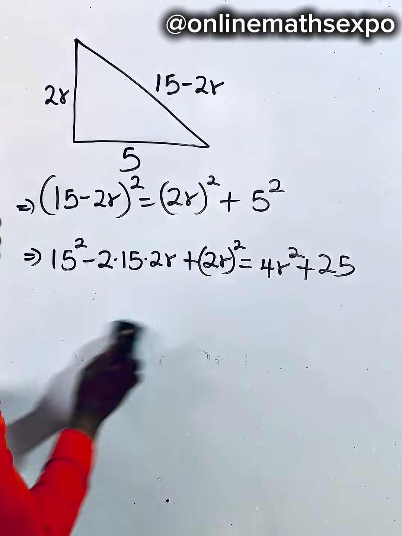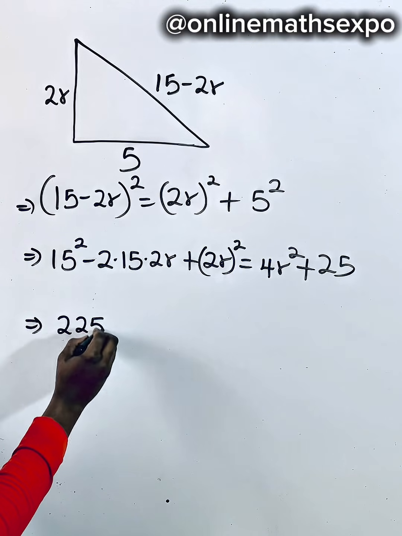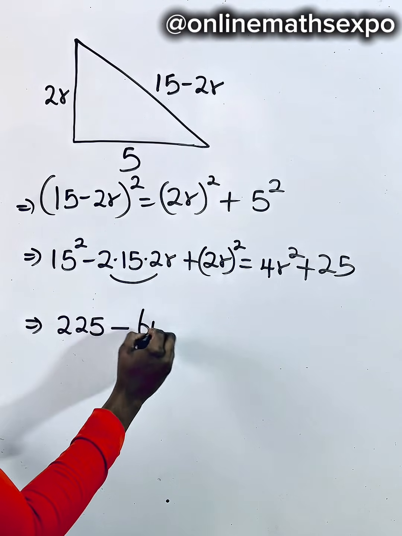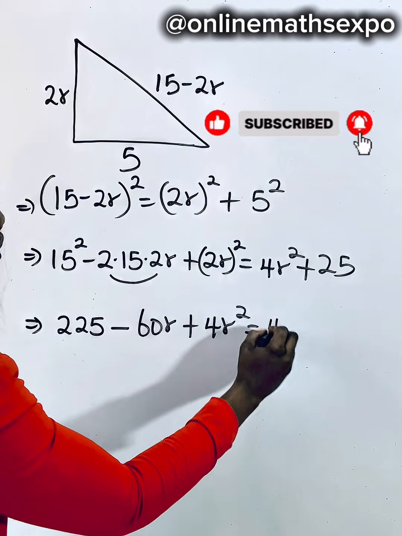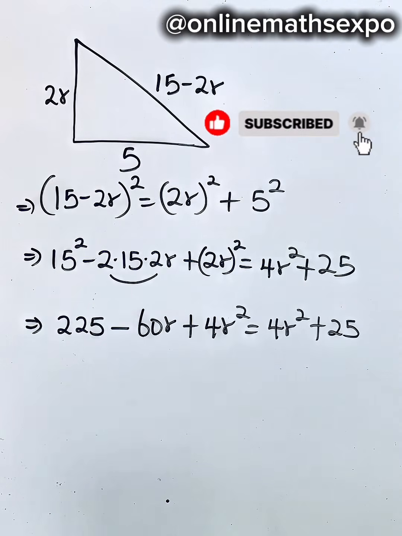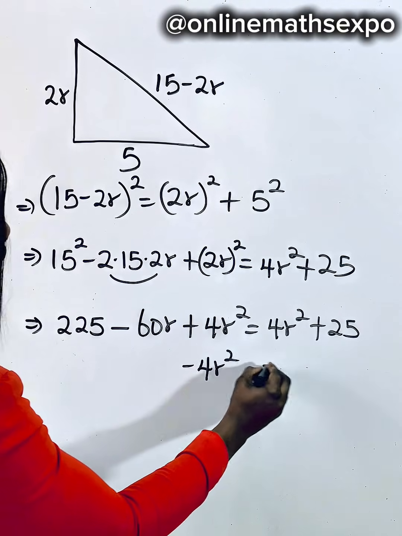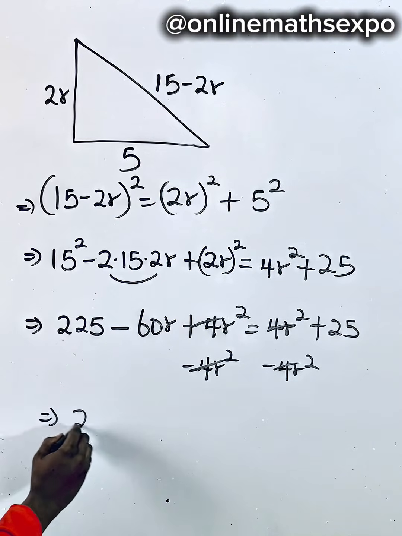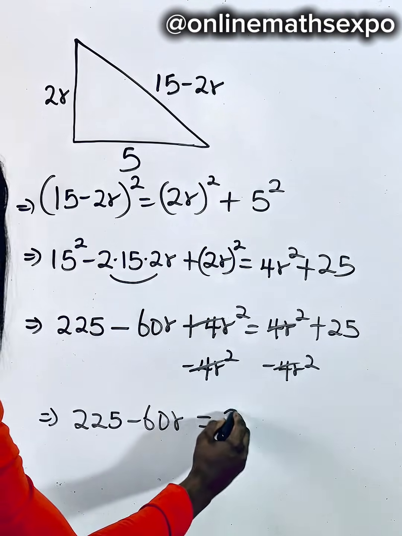Keep simplifying. We are going to now have 15 squared is 225. Multiply this, this will give us 60r plus 4r squared is equal to 4r squared plus 25. Keep simplifying. At this point, we can subtract this from both sides. Subtract 4r squared from both sides. This cancels, and we are left with 225 minus 60r is equal to 25.